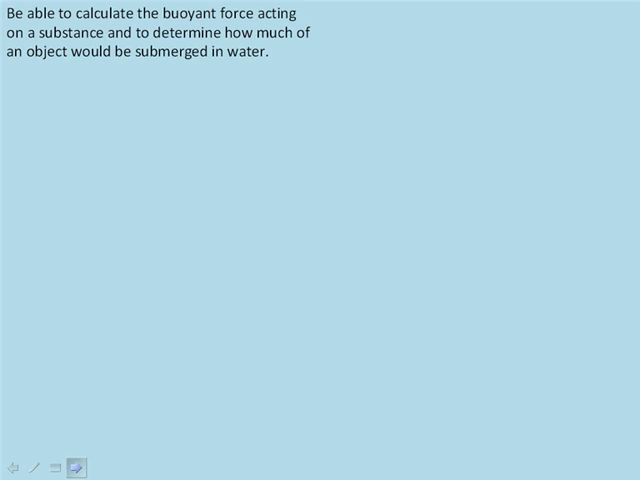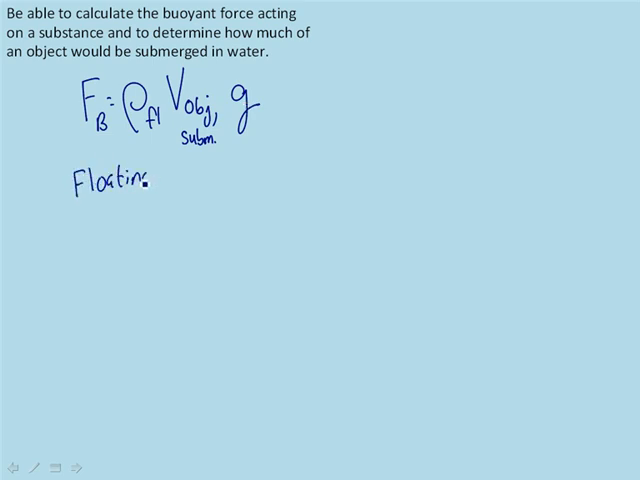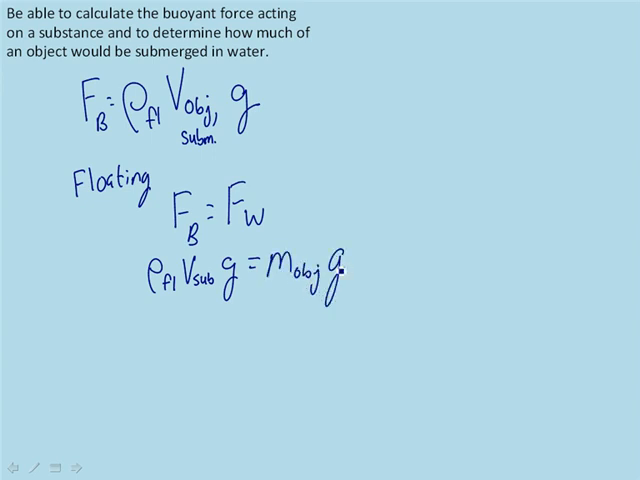Be able to calculate the buoyant force acting on a substance and determine how much of an object would be submerged in water. Alright, well, the buoyant force is given as the density of the fluid times the volume of the object, that is, the volume of the object, the part that is submerged, times gravity. And when it's floating, the buoyant force is equal to the weight. That is, the density of the fluid times the volume of the submerged object times g is equal to the mass of the object times g.